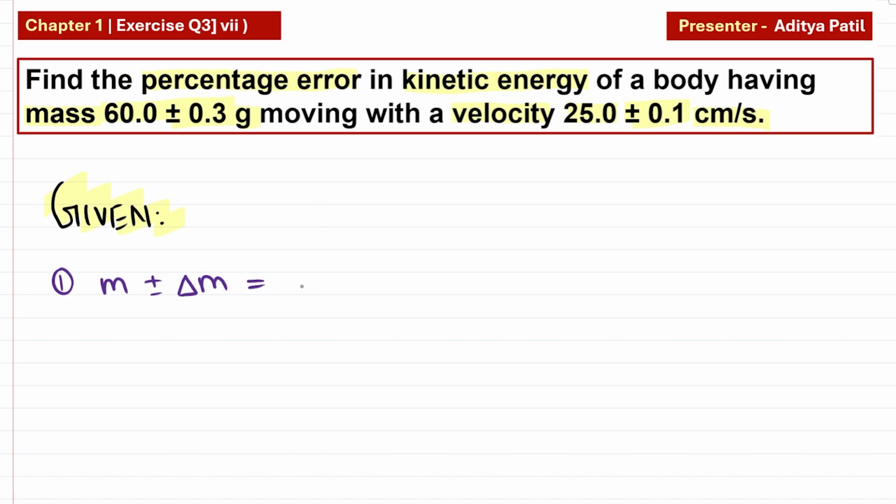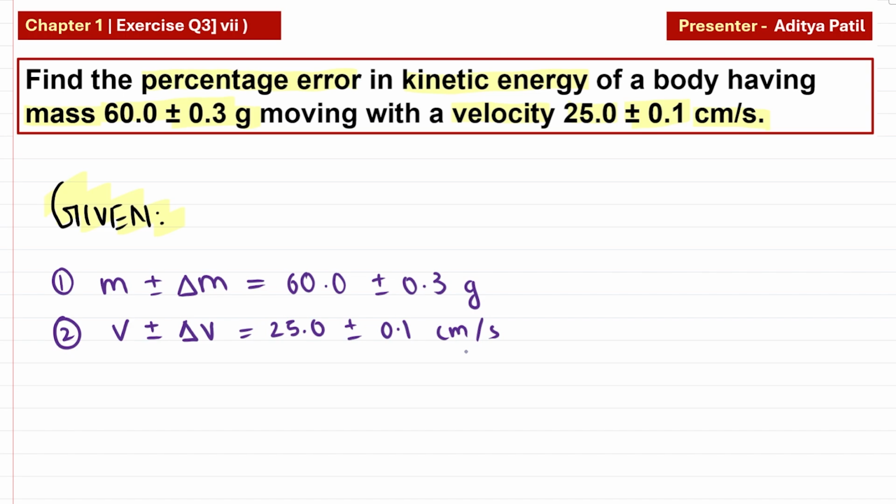तो इसमें we have been given 60.0 plus and minus 0.3 and the measurements were done in grams, not in kilograms but grams. And second quantity जो हमें दिया गया है that is the velocity. So similarly हमें mean velocity भी दिया है and also the absolute error associated with that measurement, that is delta V, and this is given to us as 25.0 plus and minus 0.1 centimeters per second.